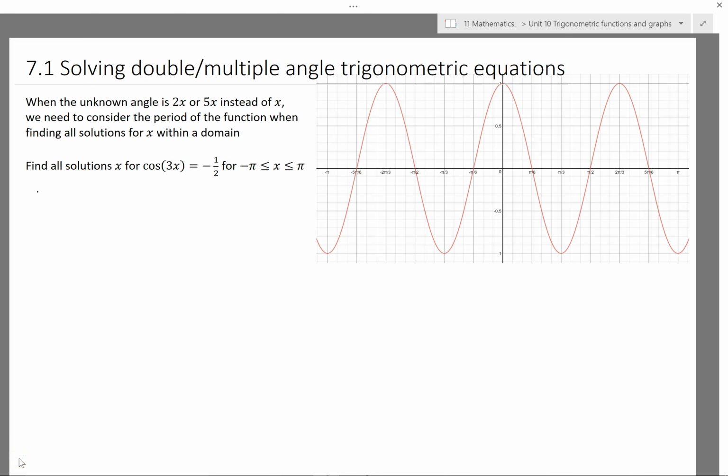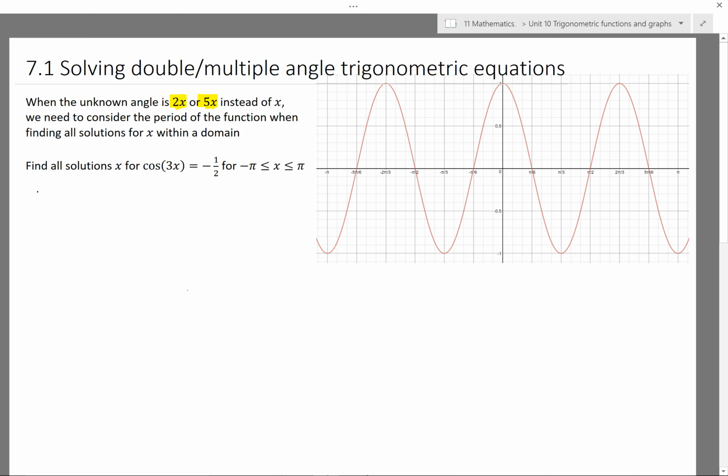This lesson is about solving double or multiple angle trigonometric equations. So this is solving trig equations where the unknown angle is like 2x or 5x, or in the case of our example, 3x. For these sorts of problems, we need to consider the period of the function when we're finding or generating all the solutions within the domain.